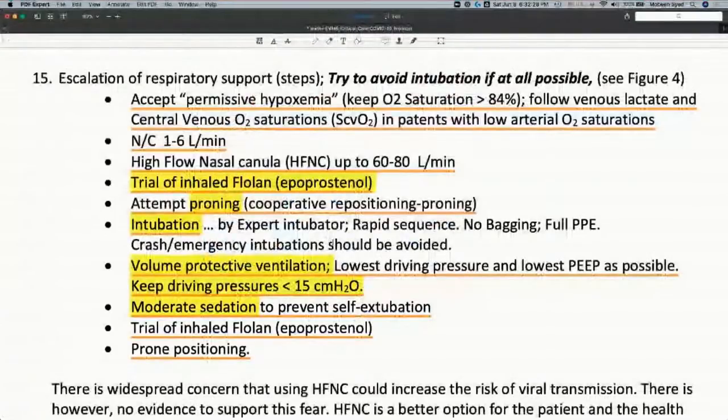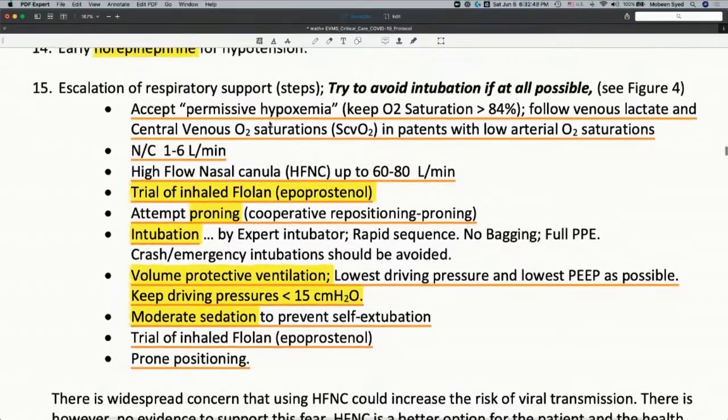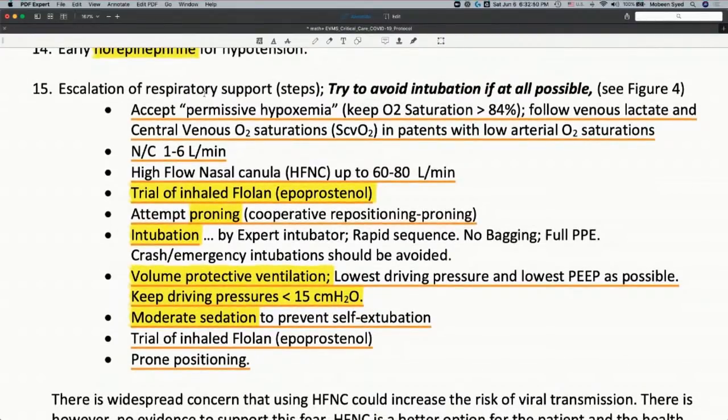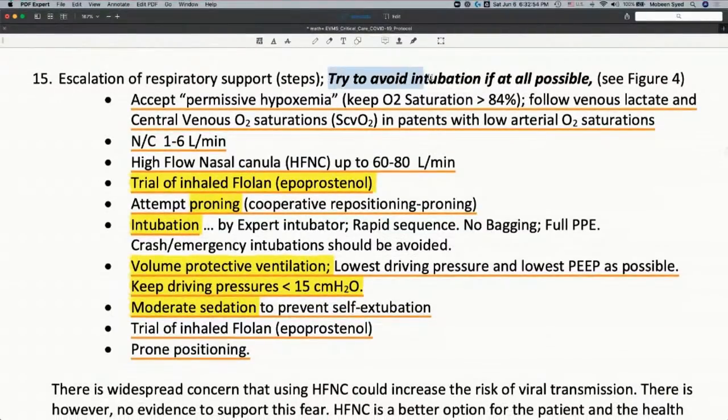So prone position: the patients who talk with me about COVID-19, I ask them even at home to do prone positions and breathe with that. So attempt proning, cooperative repositioning proning, then intubation by an expert intubator if the stress on the respiratory system continues to increase. And see here, try to avoid intubation as much as possible.